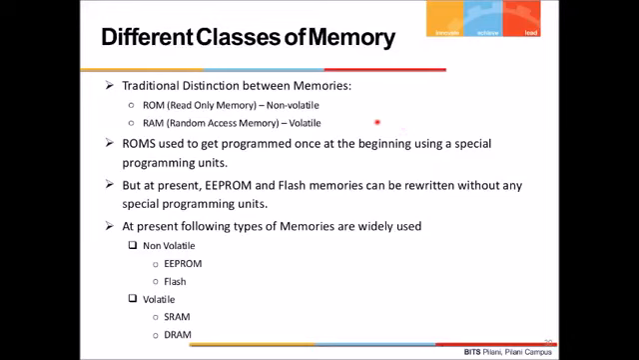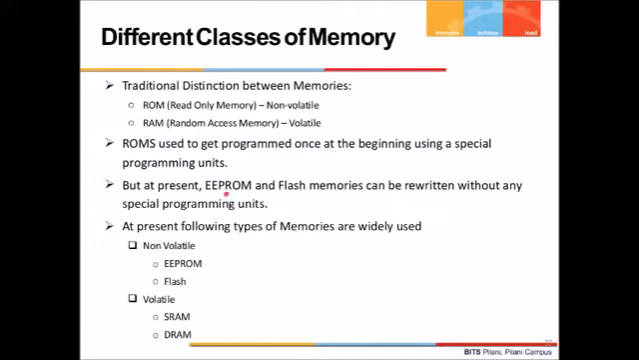So the traditional distinction is like this: ROM and RAM. ROM is read-only memory, which is non-volatile. RAM is random access memory, which is volatile. In the earlier days, ROMs were programmed once at the beginning using a special programming unit, some kind of UV unit, which you can say was putting the data permanently in the ROM. But now those techniques are no longer required because we have EEPROMs and flash memory.